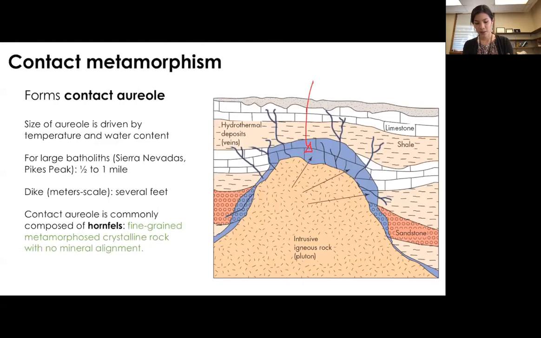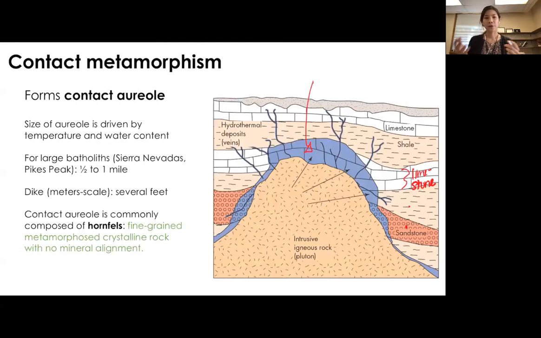And in particular, it seems to be a lot wider in this white layer here, which is a limestone, right? And that's going to be due to how that heat and water is transferred in limestone compared to the shales and sandstones, where that transfer is going to be more limited. And so there is a smaller zone of contact metamorphism.